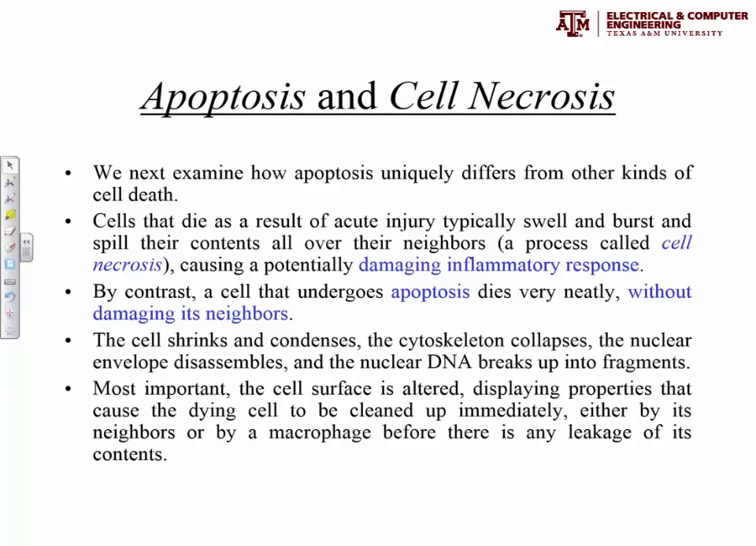By contrast, a cell which undergoes apoptosis dies very neatly without damaging its neighbors. The cell shrinks and condenses. The cytoskeleton, which maintains the structure inside the cell, collapses, the nuclear envelope disassembles, and the nuclear DNA breaks up into fragments. Most importantly, the cell surface is altered, displaying properties that cause the dying cell to be cleaned up immediately, either by its neighbors or a macrophage, which is like a trash cleaner, before there is any leakage of its contents. So in apoptosis, the cell dies a very peaceful death.